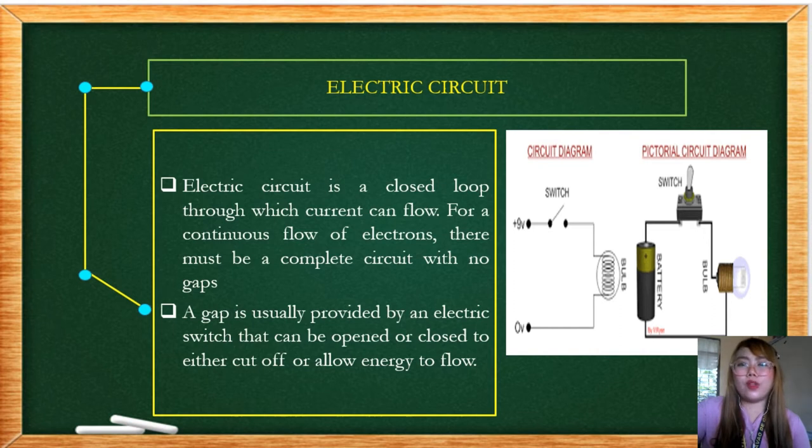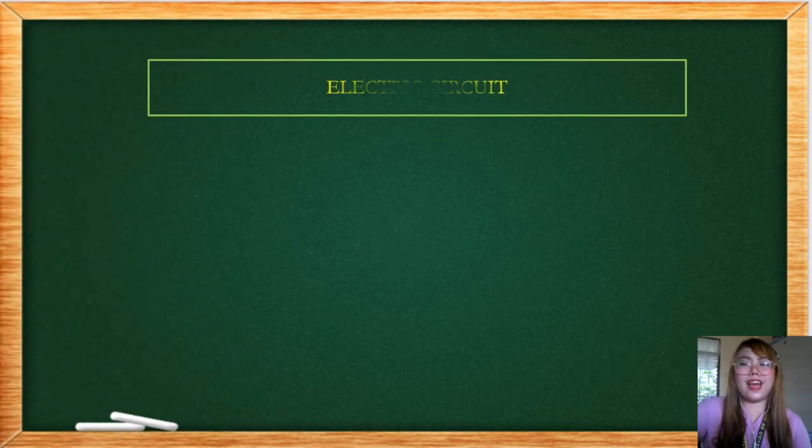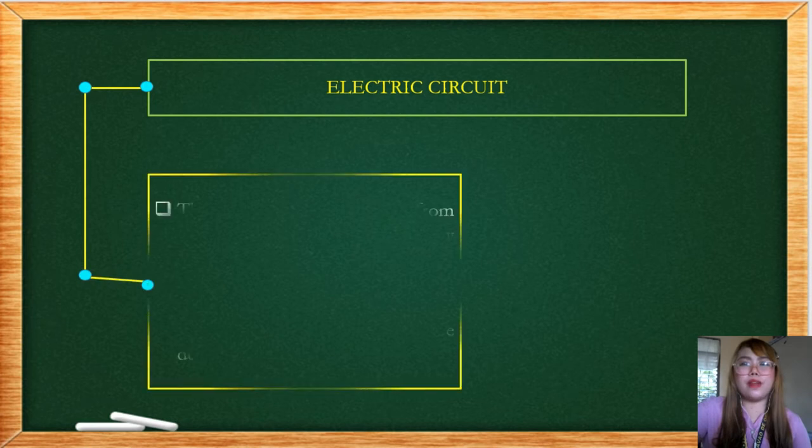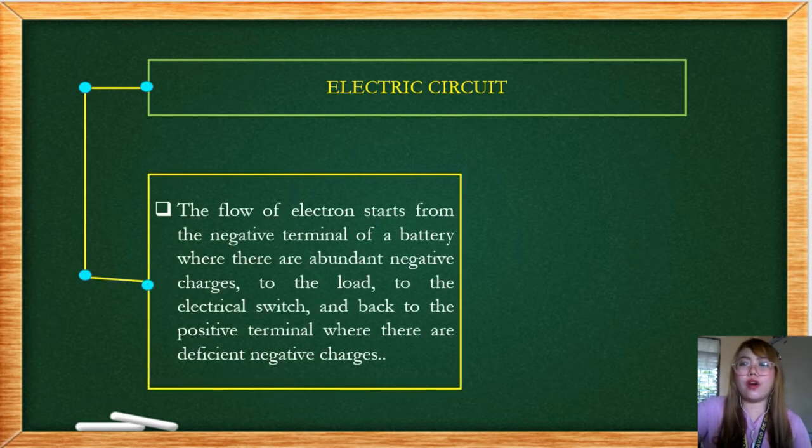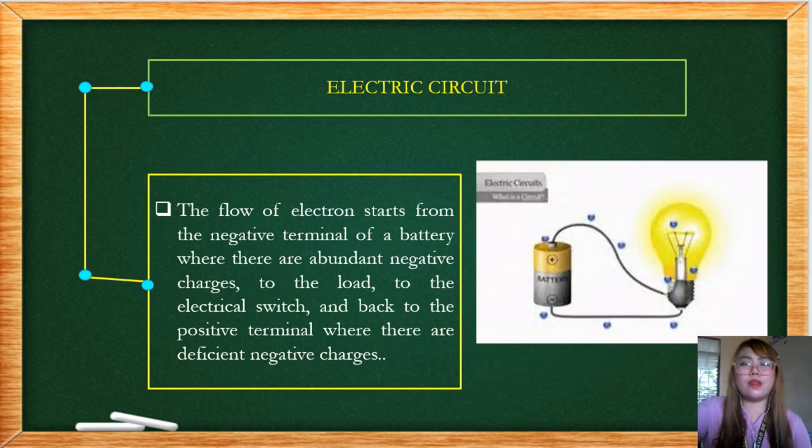For a continuous flow of electrons, there must be a complete circuit with no gaps. A gap is usually provided by an electric switch that can be opened or closed to either cut off or allow energy to flow. The flow of electron starts from the negative terminal of a battery, where there are abundant negative charges, to the load, to the electrical switch, and back to the positive terminal where there are deficient negative charges.